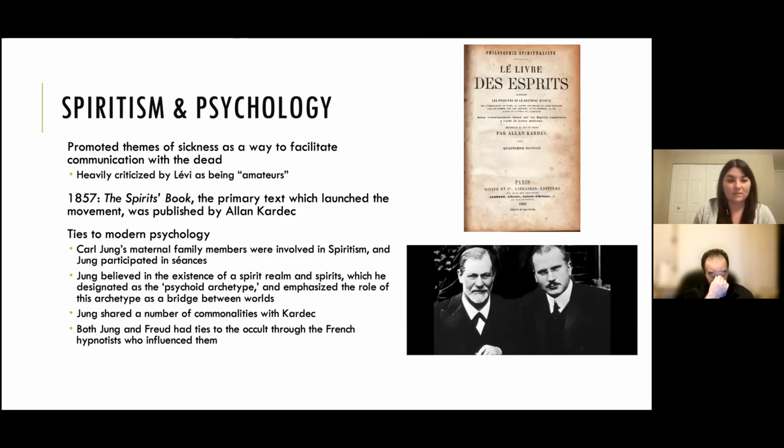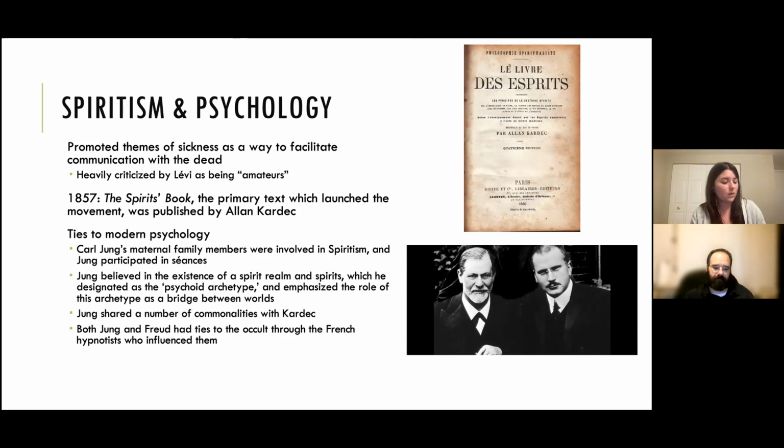But interestingly, we see this year 1857 pop up yet again when The Spirits' Book, which is the primary text which launched the movement, is published by Allan Kardec. And Kardec really initiates the French Spiritist movement. And again, as I noted, the Spiritists believed in the existence of a spirit realm and felt that dead spirits could be communicated with through mediums and seances. And they talked about the role that illness plays.